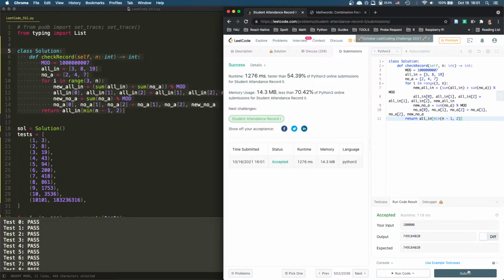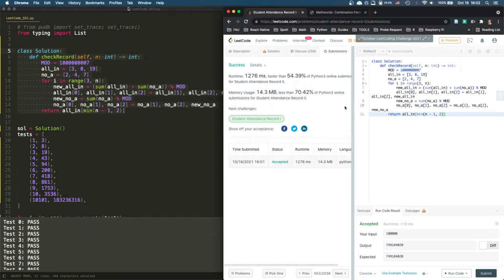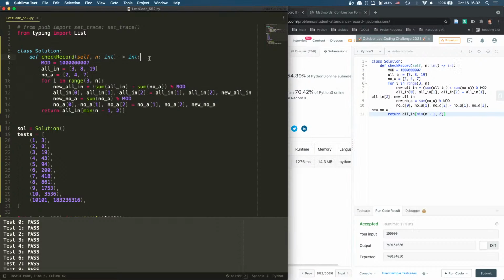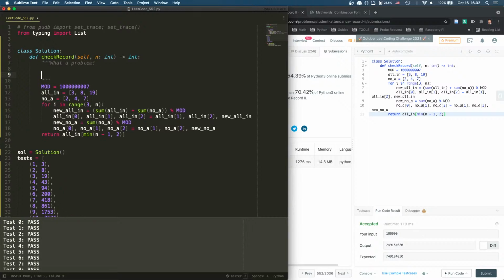Wow, what a struggle. And the final thing is so simple, right? The final thing is so simple. No A and all in, and that's it. I'm pretty sure this is the solution. So runtime, we're gonna write a lot. All right, let's do this. So, well, what a problem. Okay, so let's try to explain this.